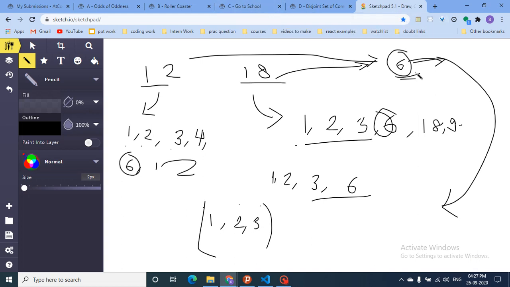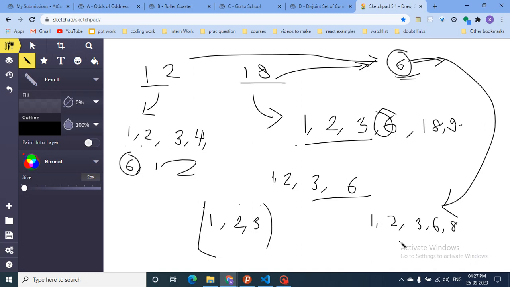So first find out the GCD, then the factors of the GCD, which are 1, 2, 3. Then the main task is how to make a subset of these factors such that it is pairwise co-prime. Okay, so how can you do this? Let's assume that you have some more numbers. Let's assume 8 is also a factor of this. Let's assume there is some other number.